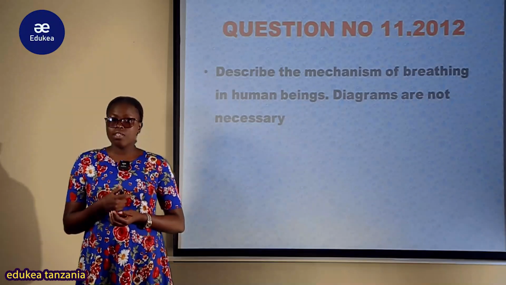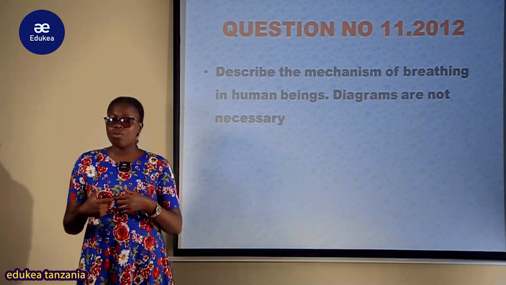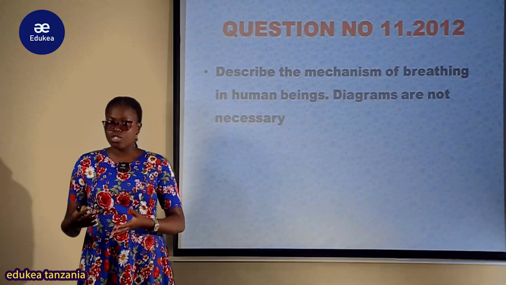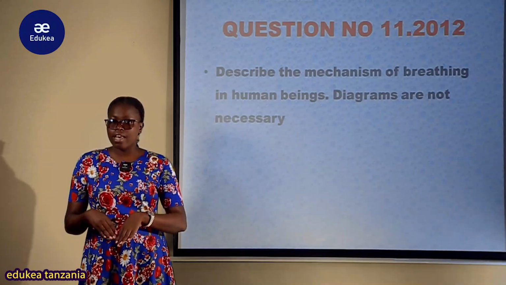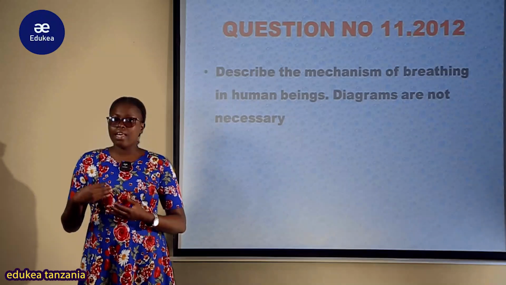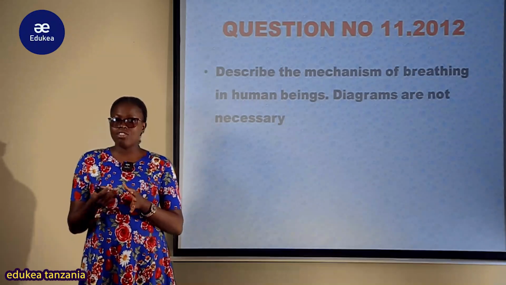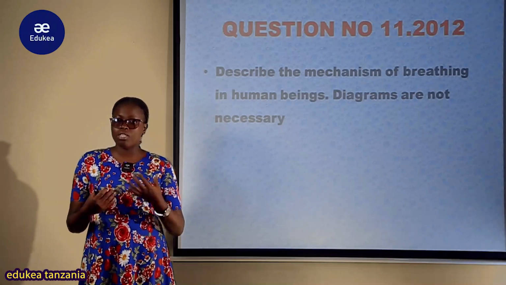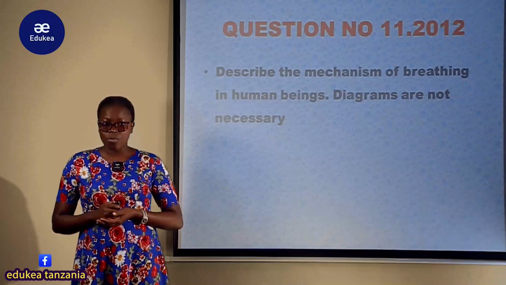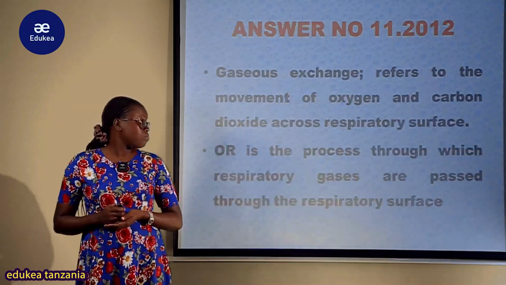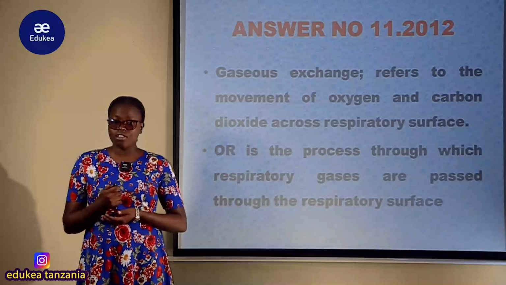So the question needs you to state the mechanism, the events or actions that take place when oxygen is taken into the body, or when carbon dioxide is released from the lungs to the outside of the body, and that is called inhalation and exhalation, or breathing in and breathing out. So let us be familiar with the key terms before we answer the question. This question has been derived from the topic gaseous exchange and respiration.